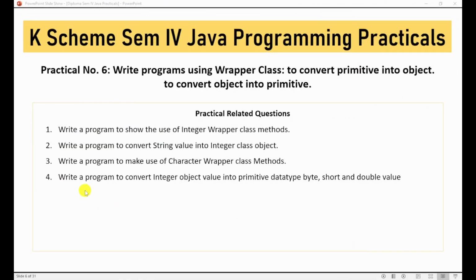Now the fourth question is, write a program to convert an Integer object value into primitive data types byte, short and double. So in this program we have to take an Integer object, and we have to convert that into a primitive data type. So we have to reverse the method which we did in the first program. We converted integer data to an Integer object, so we have to reverse it using this Integer wrapper class. So directly moving toward the code.